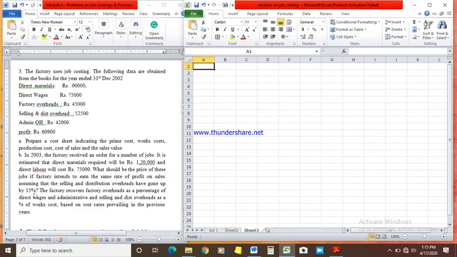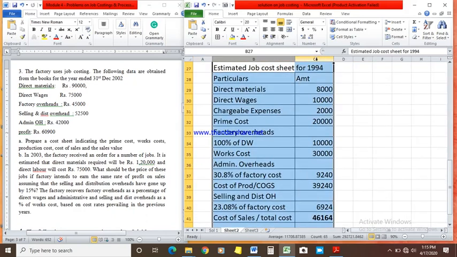Second, we are not going to just calculate the cost of doing this particular job, but they have mentioned that the factory has received an order and the various cost factors are mentioned. So what should be the price of these jobs if the factory intends to earn the same rate of profit on sales, which means the rate of profit on sales in the year 2002 is the same rate of profit the firm wants to recover on this particular job also. So there we need to be a bit careful in the calculation. I'll just take the format which is prepared in the previous problem.